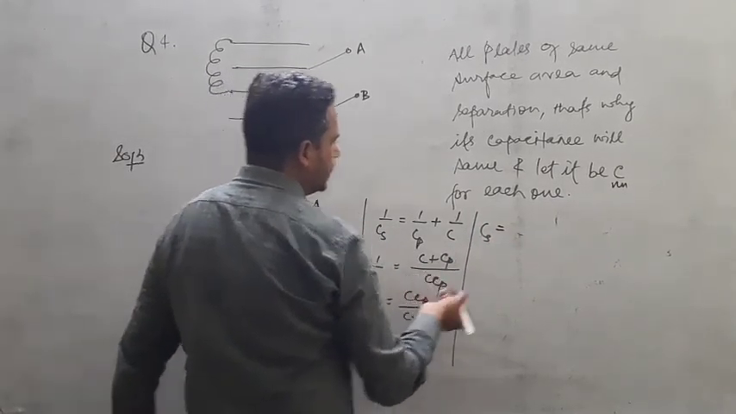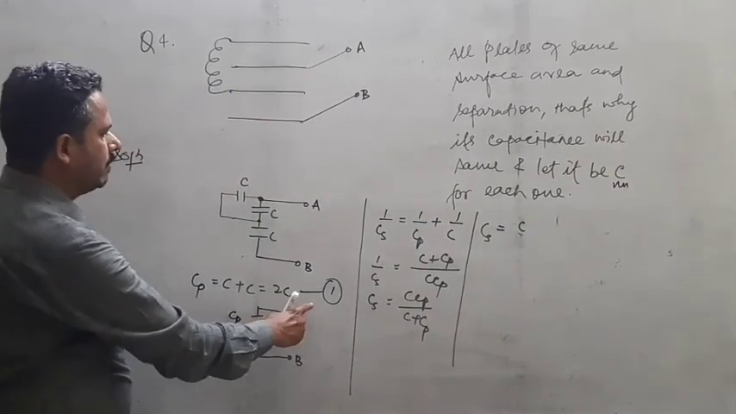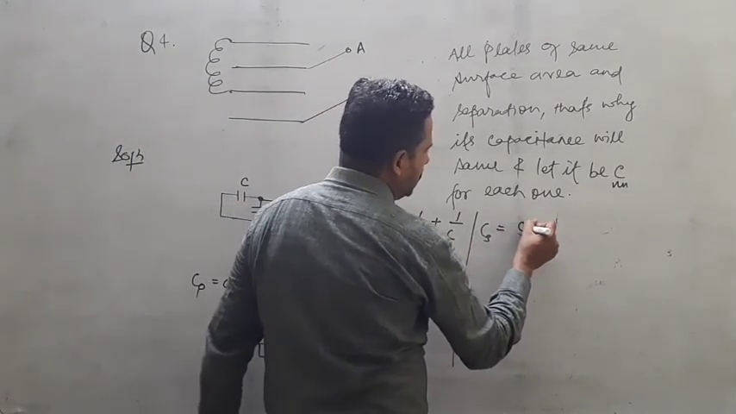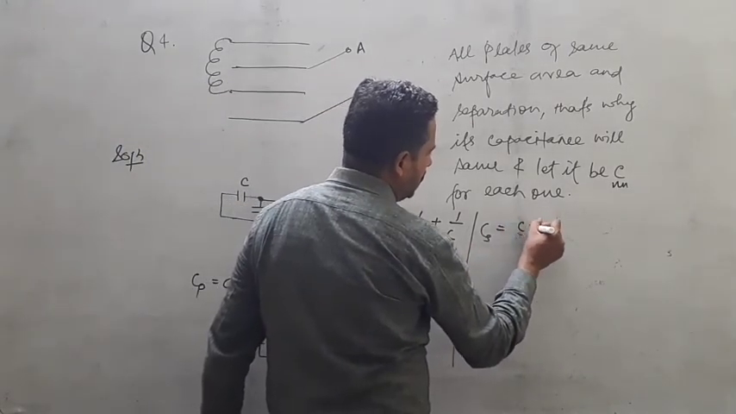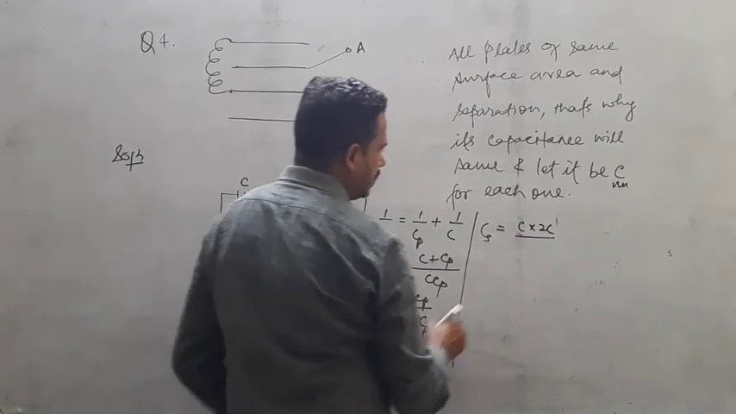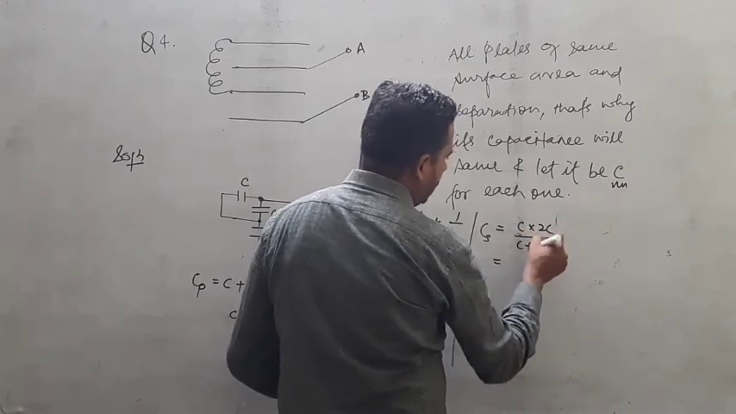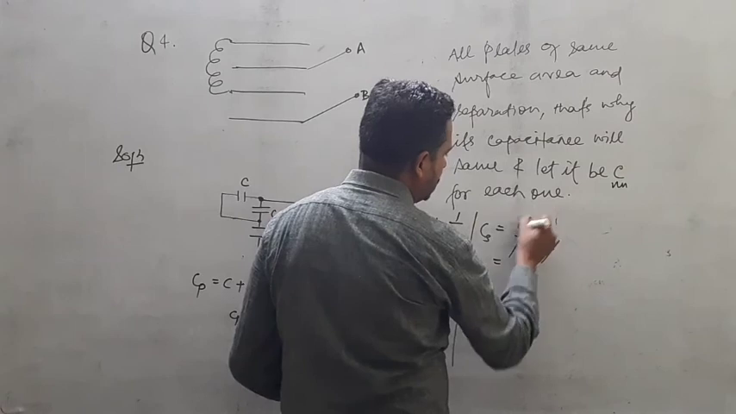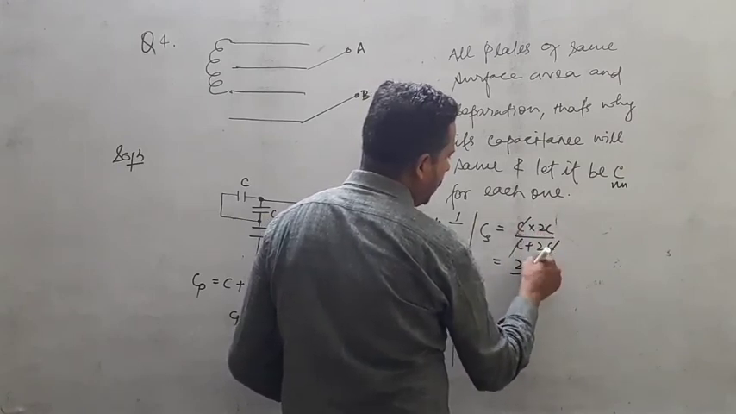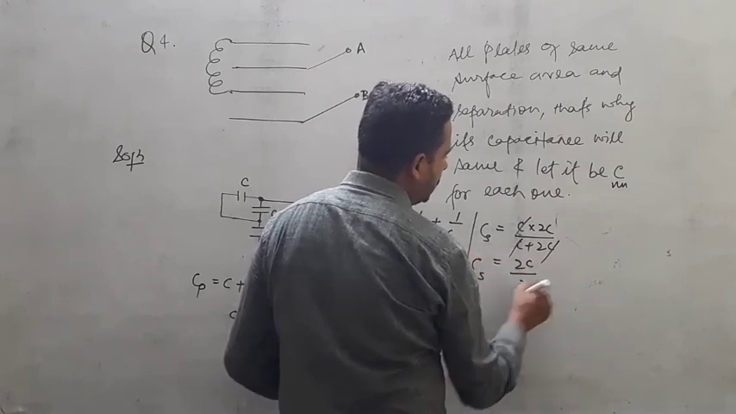Now put in the values. C is C. How much is Cp? Your Cp from equation 1 is 2C. So there is C into 2C, divided by C plus 2C. How much will that be? C will be cancelled, so 2C divided by 2 plus 1, that is 3. So your Cs will be 2C by 3, and this is your result.